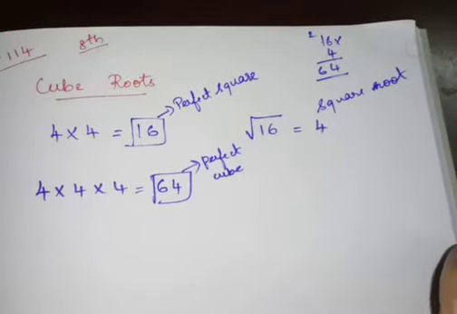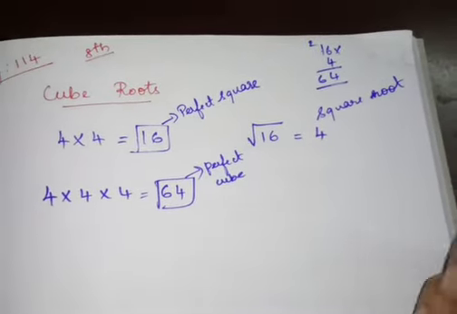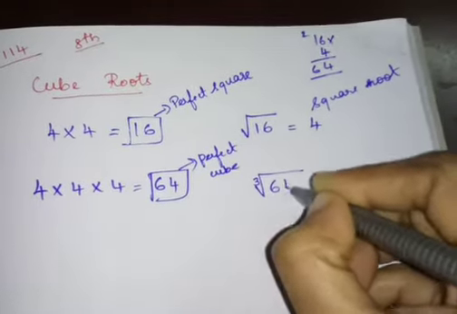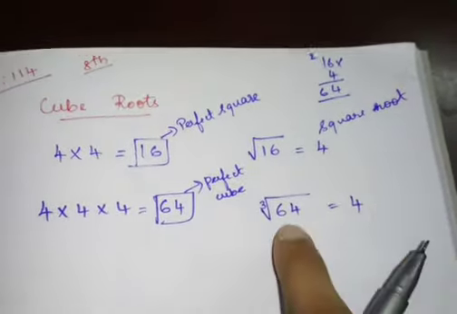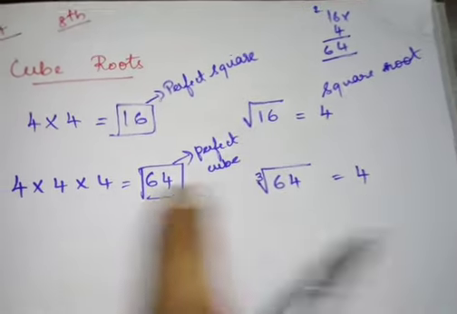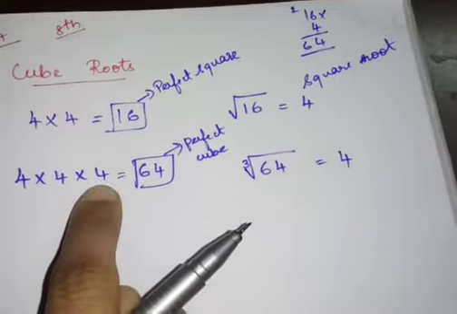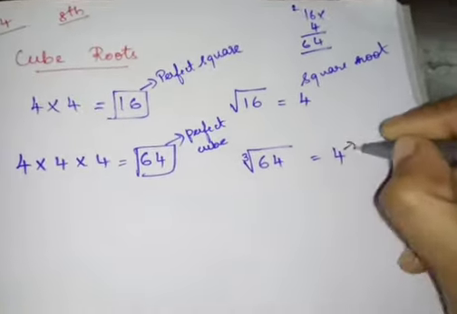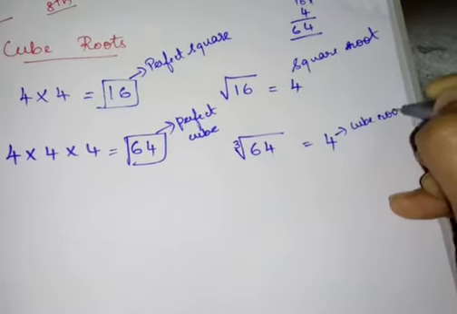Now we are going to do the cube root. Cube root means when I take the cube root of 64, my answer is 4. The number which is multiplied 3 times continuously is the cube root value. So 4 is the cube root value, right?